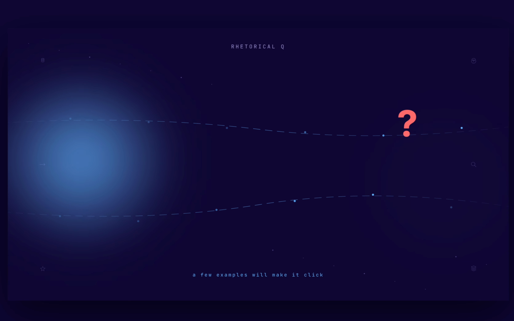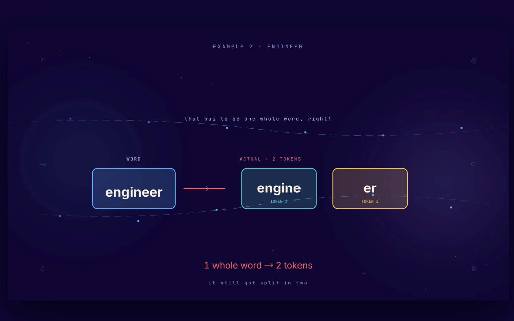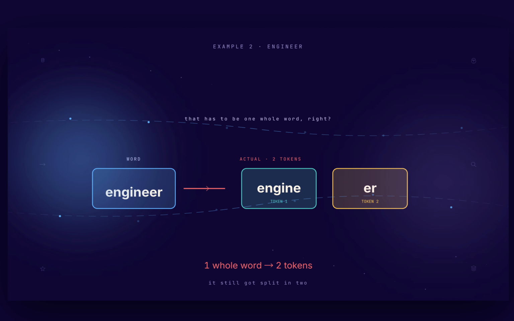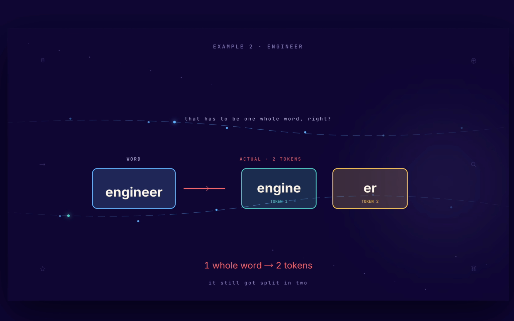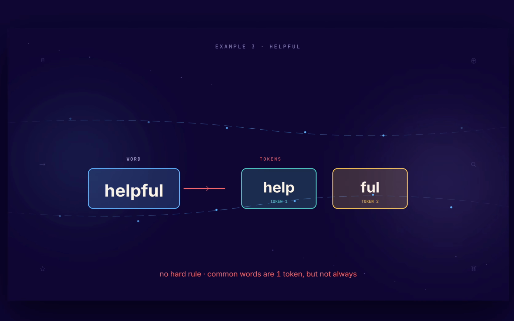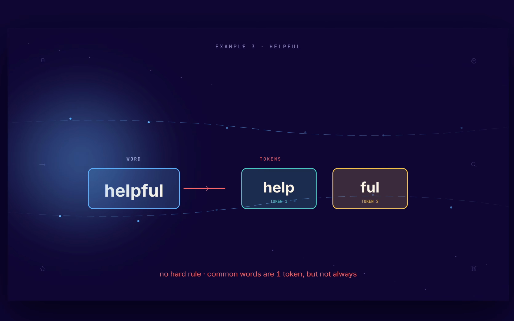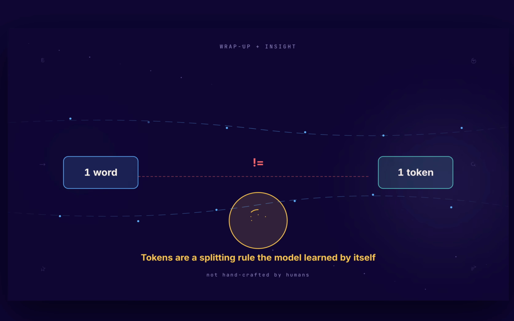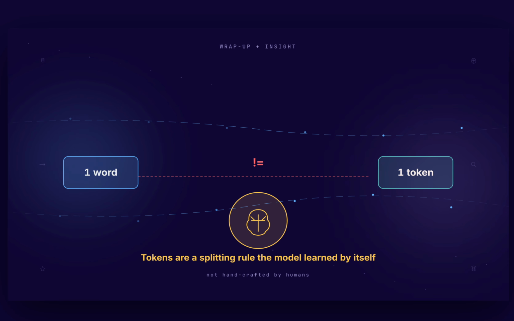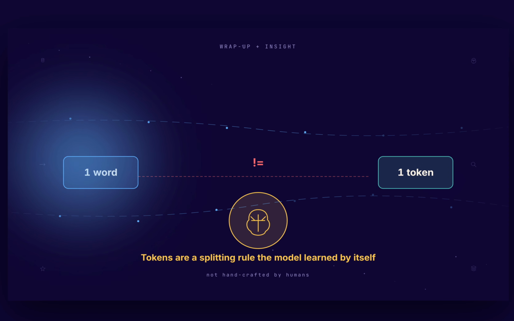You might be thinking, so a token is just a word, right? Not exactly. Take "programmer." That has to be one word, right? But the tokenizer splits it into 2 tokens, "program" and "mer." Same thing in English. The word "helpful" gets split into 2 tokens, "help" and "ful." Even the checkmark symbol takes 3 tokens to represent. So words and tokens don't have a strict one-to-one mapping. A token is just a chunking rule the model learned on its own.